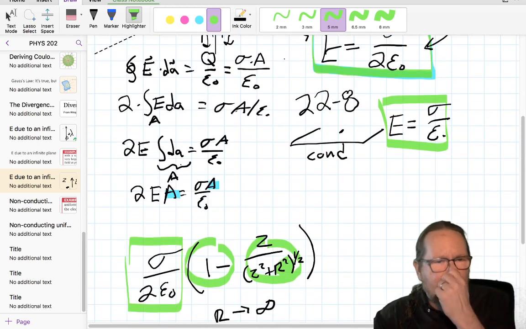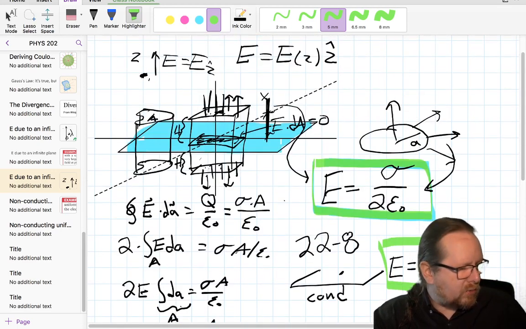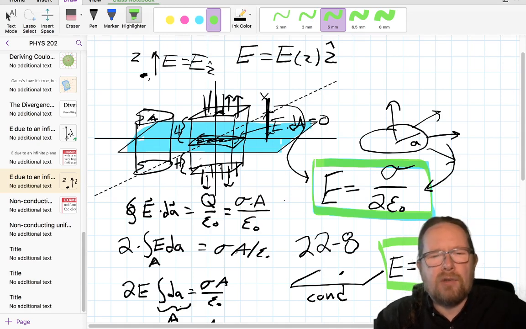So I'll go ahead and stop that there. And what we'll do next is we'll do one more example. I think we'll do the example of a charged sphere, and then we will think of what problems we could do for homework to explore Gauss's law a little bit further.